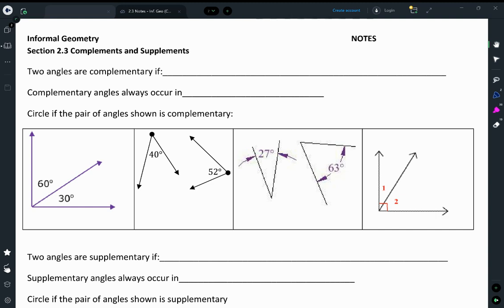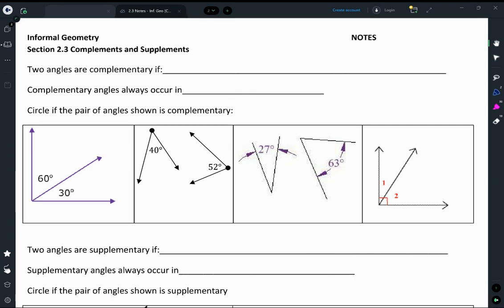Hello class, these are our informal geometry notes for section 2.3. So today we're talking about complements and supplements.